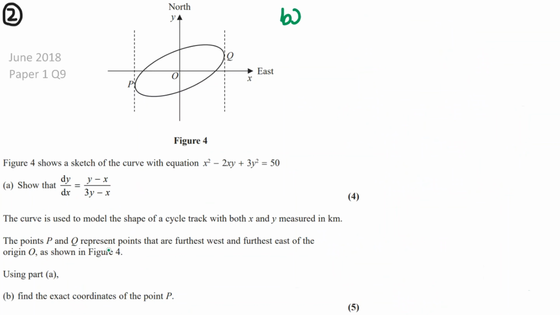So for part B, this is where the modelling aspect comes in, because we're told that the curve is used to model the shape of a cycling track, and the points P and Q here are the furthest west and the furthest east points respectively, and we need to find the exact coordinates of the point P. So this is this one here, and this is the furthest west point.